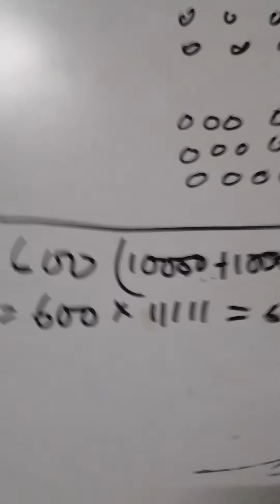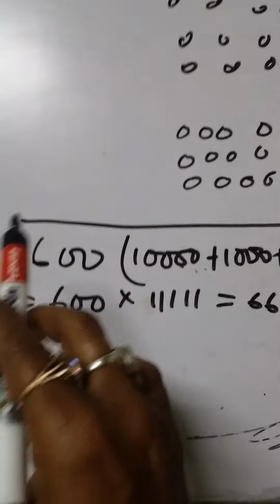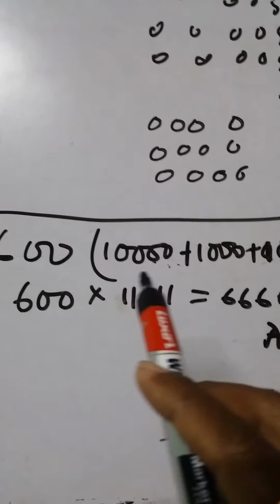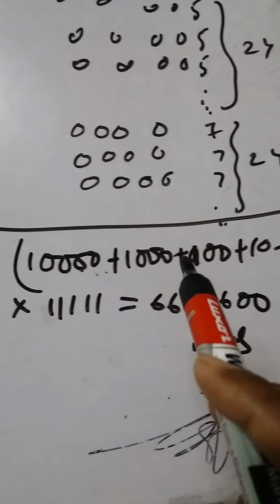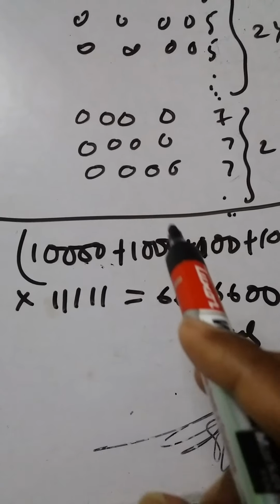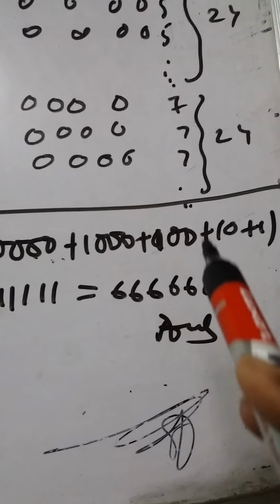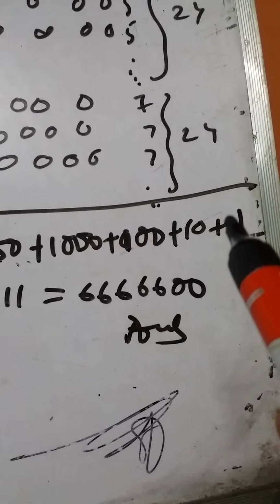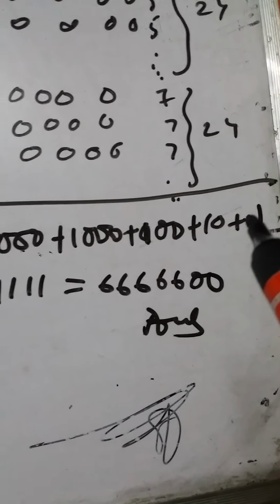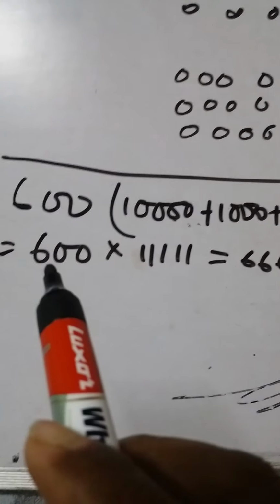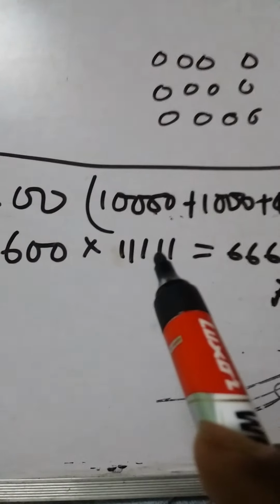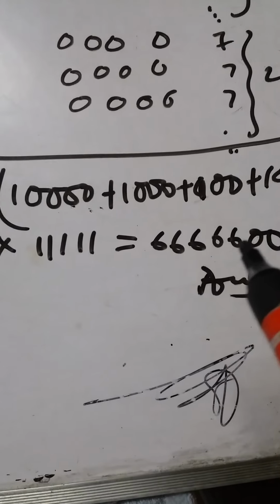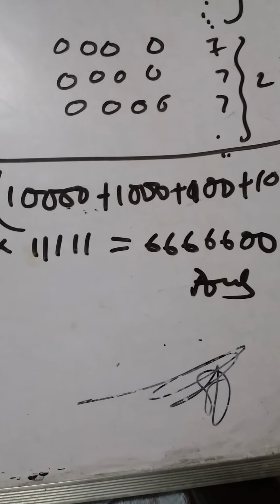So what will be the number? 600 in the ten-thousands place, so we multiply by 10,000, in the thousands place by 1000, in the hundreds place by 100, in the tens place by 10, and in the unit place by 1. So 600 into 11111, so 6666600 will be the answer of the sum.